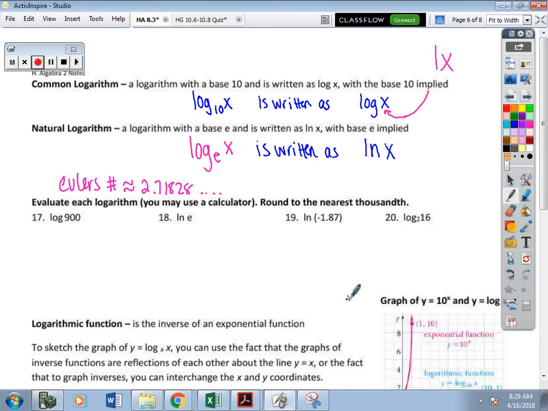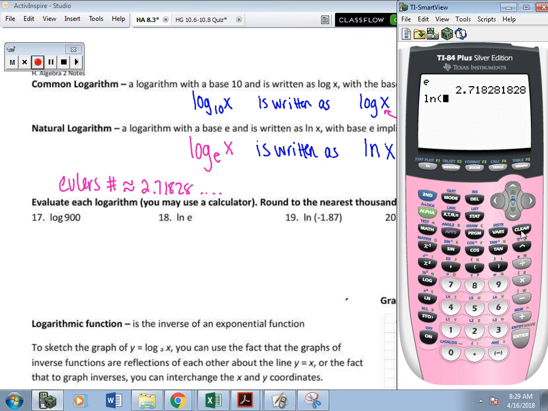For 17 through 20, all they've asked us to do is to evaluate each logarithm using your calculator and round to the nearest thousandths place. So if you're finding the log of 900, you're just going to take log, type in 900, nothing fancy, and hit enter. We'll round to the nearest thousandths place, which is 3 decimals out, so that'd be 2.954.